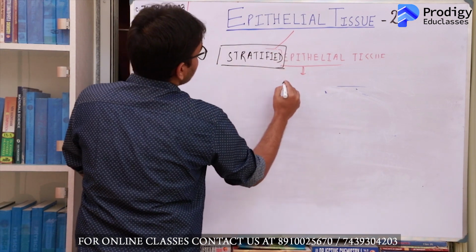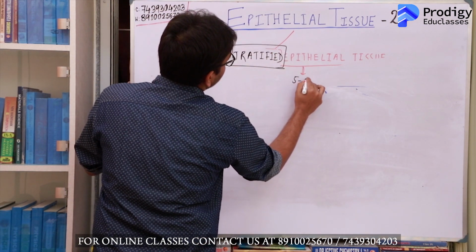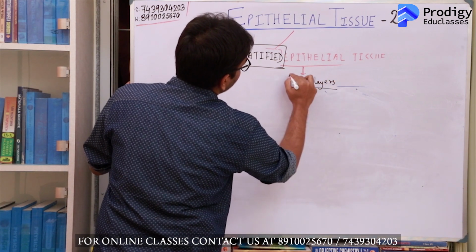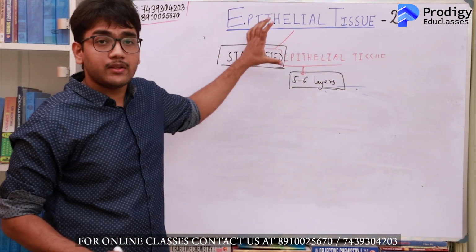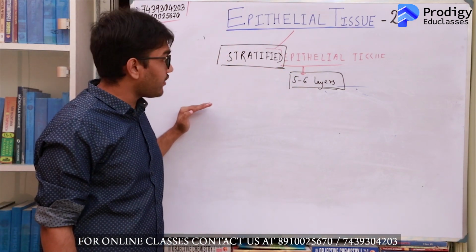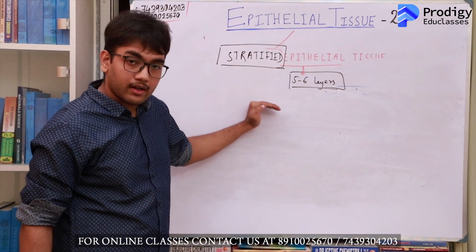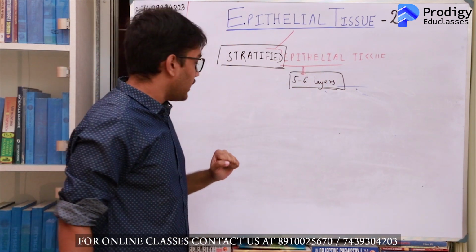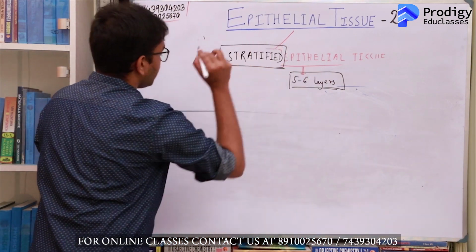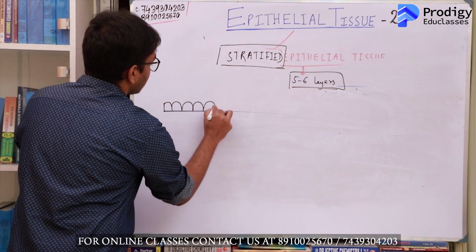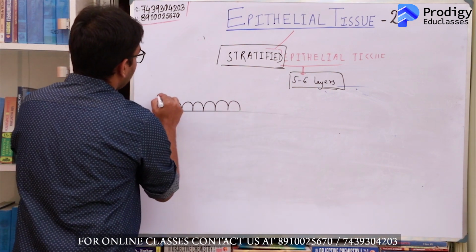Stratified epithelial tissue will typically have 5 to 6 layers of cells. Now in stratified epithelial tissue, you will find simple stratified epithelial tissue, cuboidal stratified epithelial tissue, and columnar stratified epithelial tissue. If you look at the cells quickly, you'll find that there will be a basement membrane and then you'll have cuboidal cells in the base.